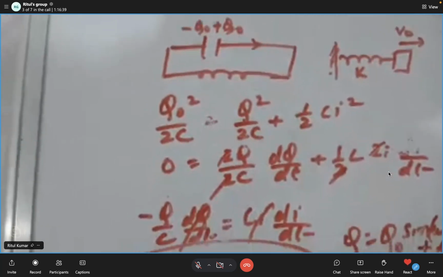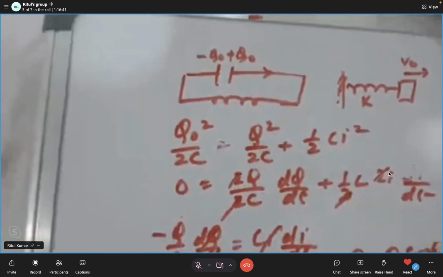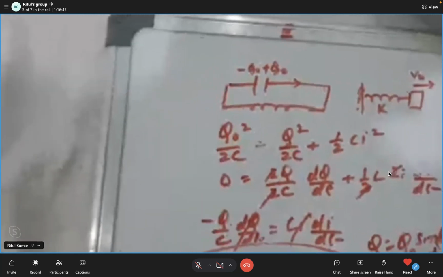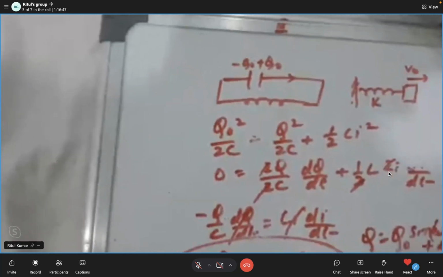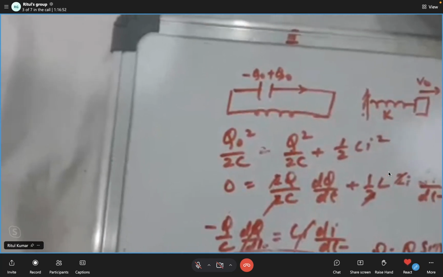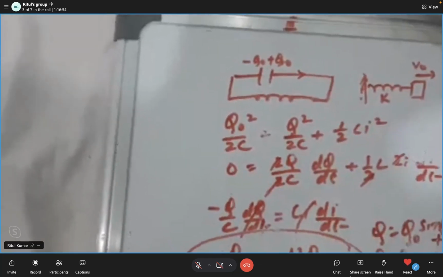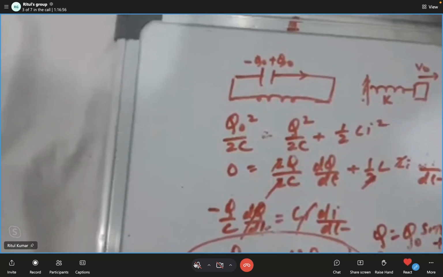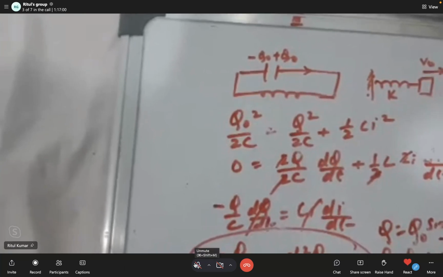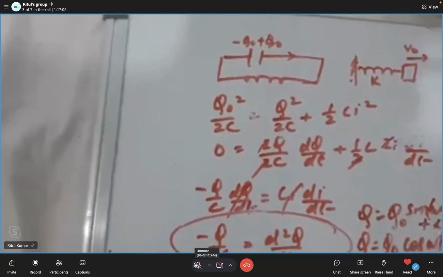So when there is no charge, current is at its peak and current maintains its direction. That is not the position where it changes. It changes later when the capacitor is fully charged, with reverse polarity. Then again, when the polarity is reversed, it will change its direction. Fine? Yes, sir. Okay. So this was about LC oscillation.